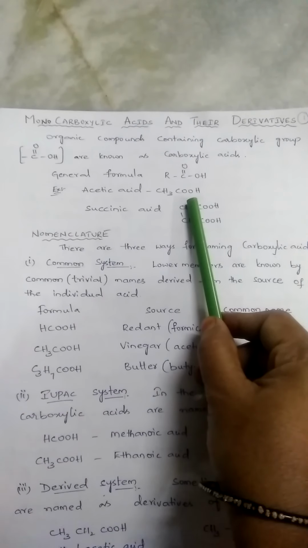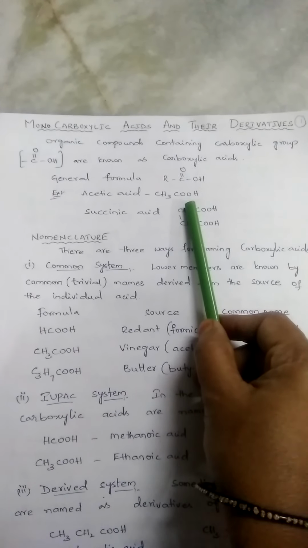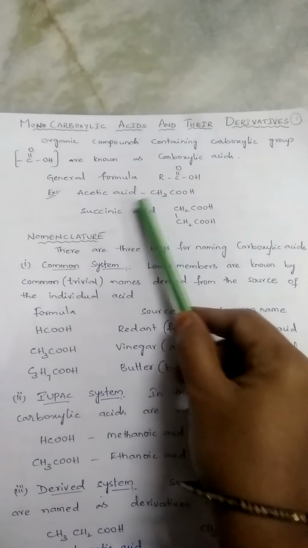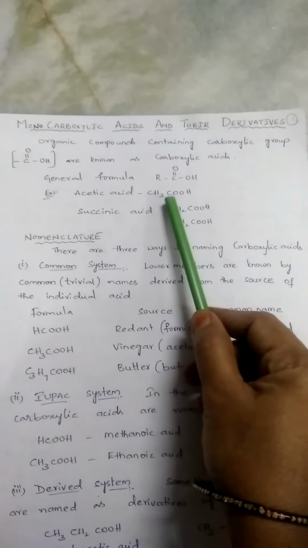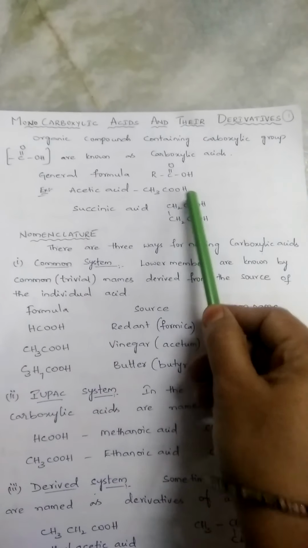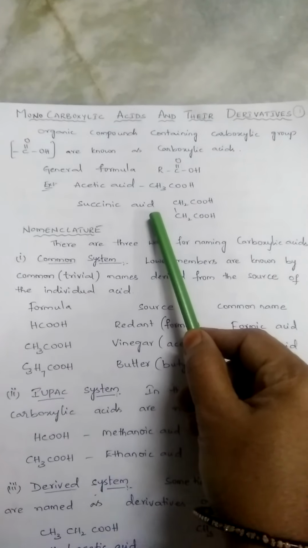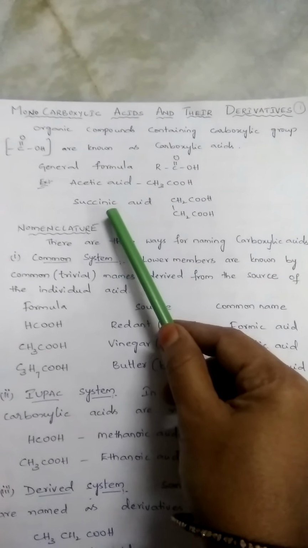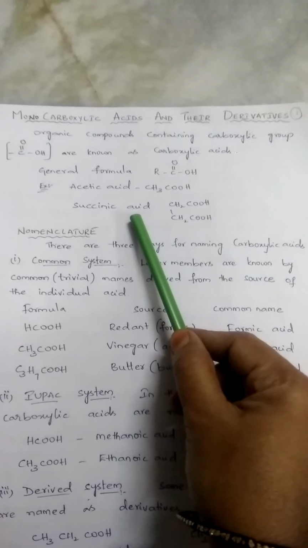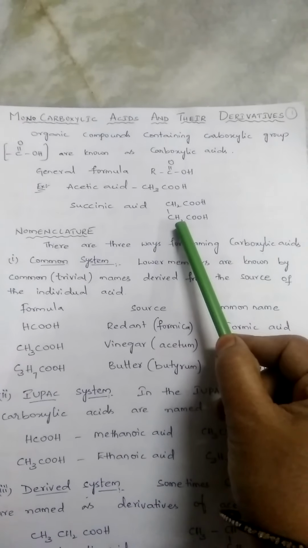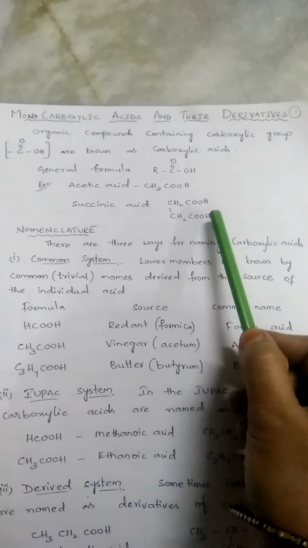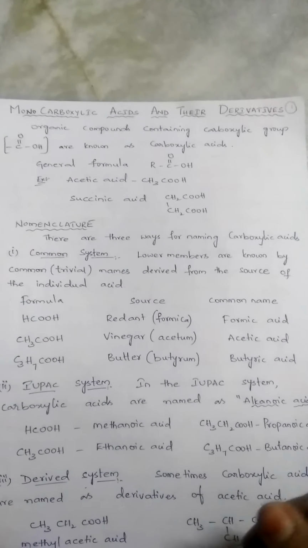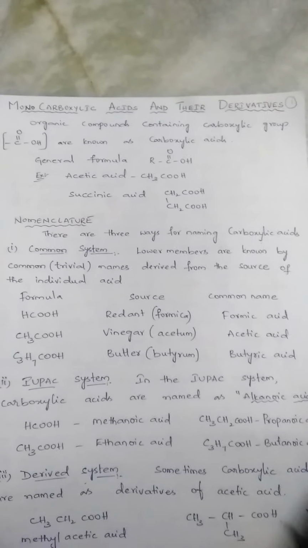Suppose we observe some examples of these carboxylic acids, the famous example is acetic acid, CH3COOH. And there are dicarboxylic acids also, even tricarboxylic acids. Here, succinic acid is an example for dicarboxylic acid. Next, we are going to study the nomenclature of these carboxylic acids.